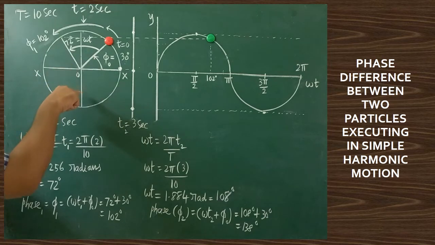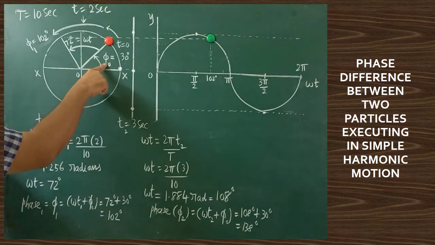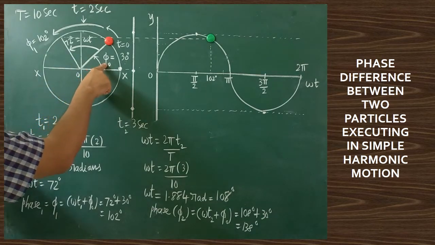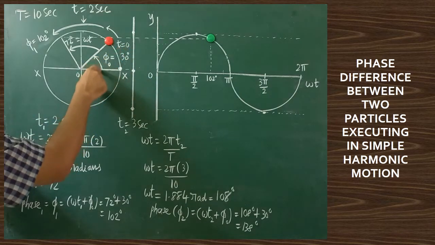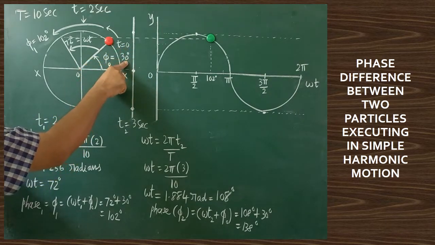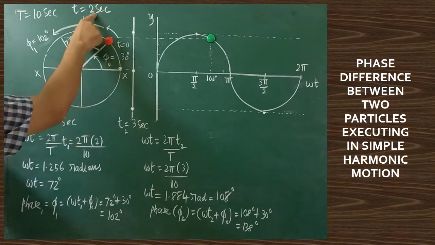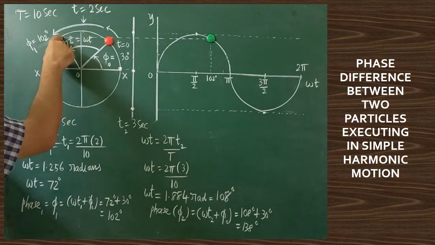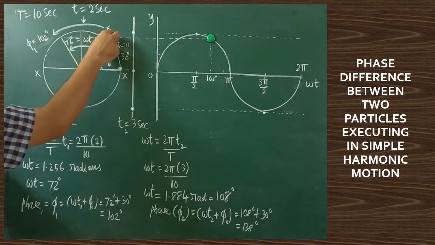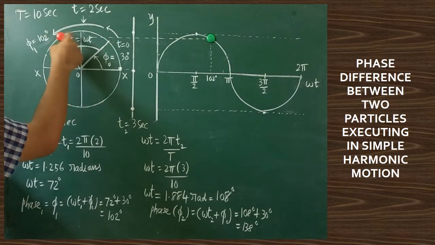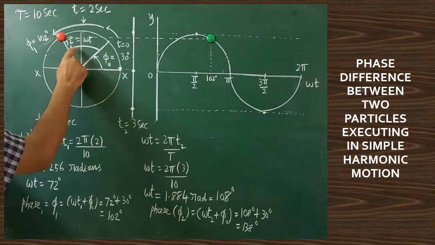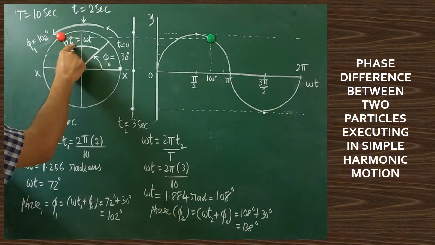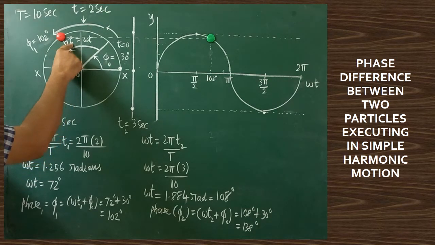Again, I would like to repeat. Here, the initial phase of the particle, when time t is equal to 0, is taken as 30 degree. After 2 seconds, the particle moves from here to there. Are you clear? When the particle moves from here to there, it causes an angular displacement of 72 degree. How was the 72 degree calculated?